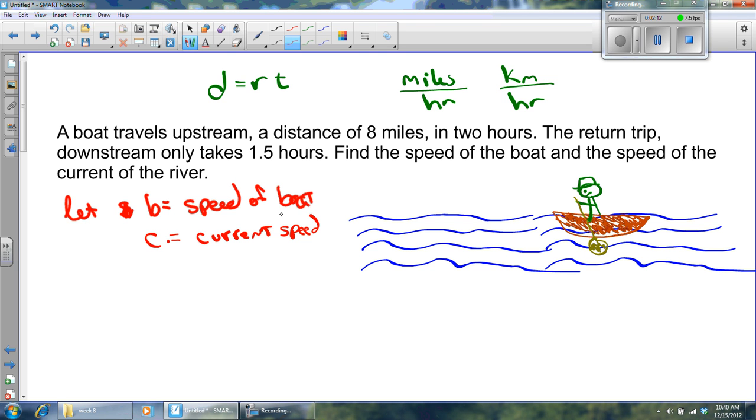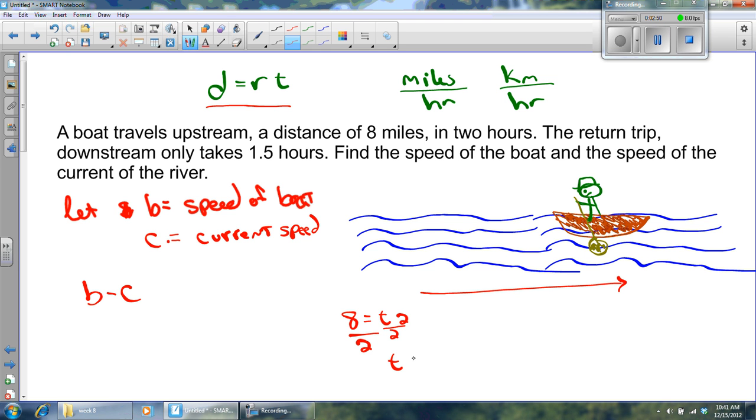So now when I'm going upstream, I want to do B minus C because the current is working against me. Now this is a speed, and I need to put a speed here, and this is where the D equals RT comes in. I know the distance is 8 miles, and I know that it takes 2 hours to do. So distance equals the rate times the time.